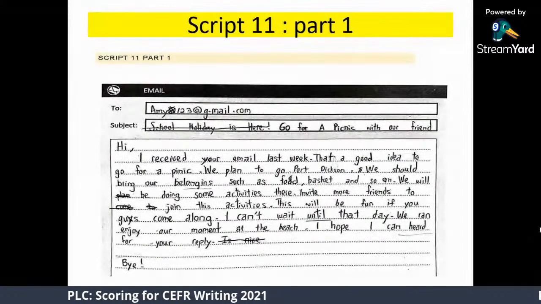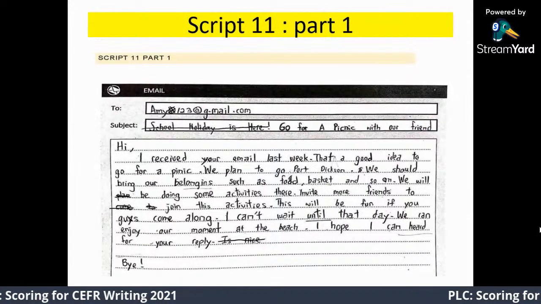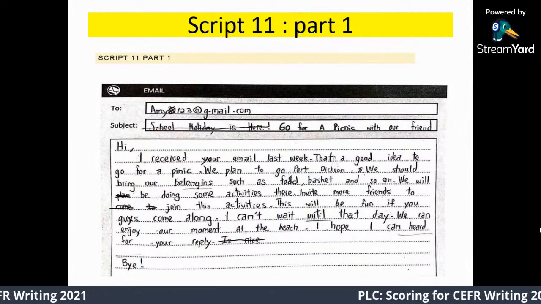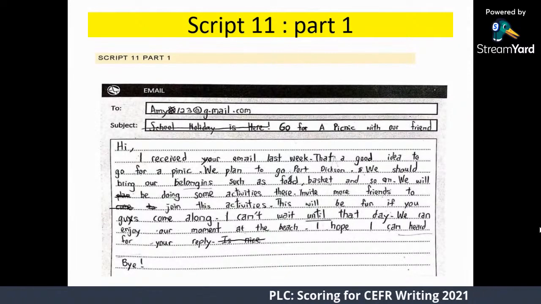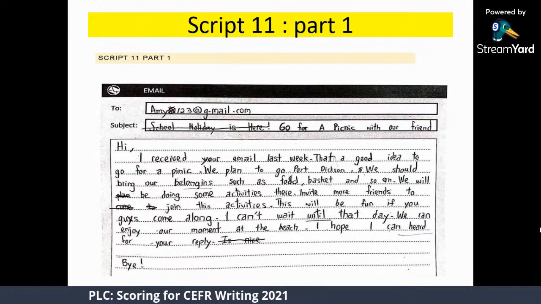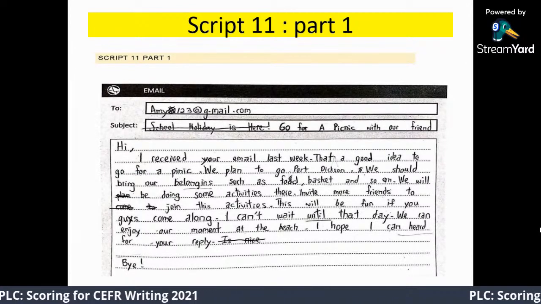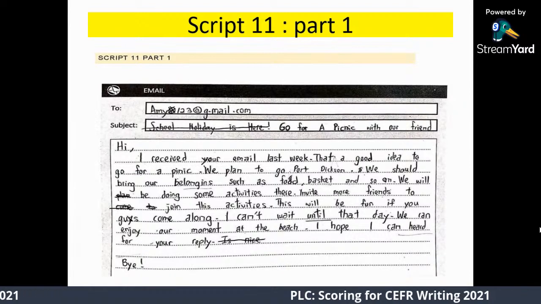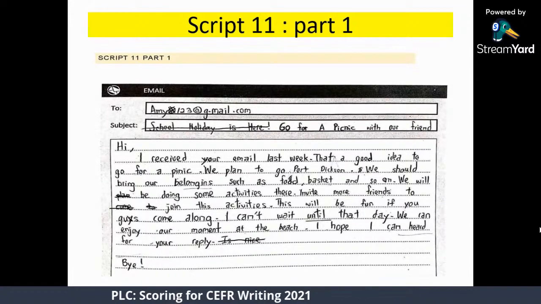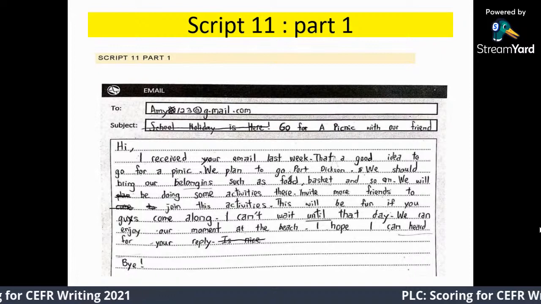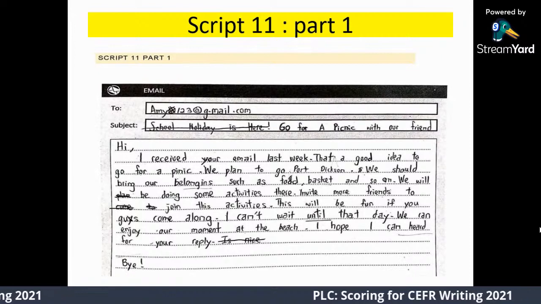I can't wait until that day. Again, maybe it should be I'm waiting for that day. Okay, should be appropriate. We can enjoy our moment at the beach. Okay. The beach should be at the beginning actually. So they should say we should or we can go to the beach at Port Dickson. Okay. I hope I can heard for your reply. Heard, error. I hope to hear from you should be better.